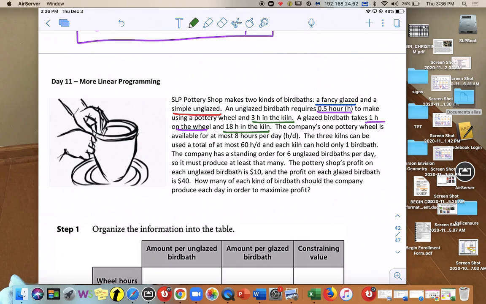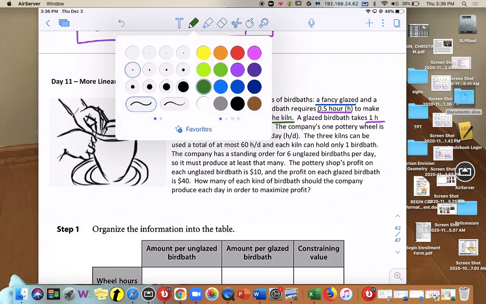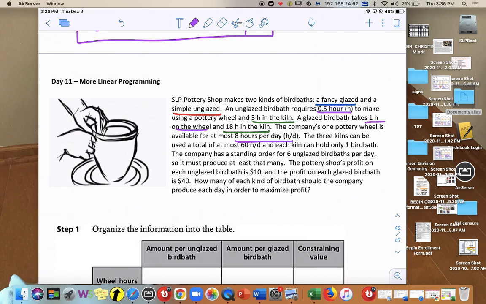The company's pottery wheel is available for at most 8 hours per day. So the pottery wheel, I made purple. The 3 kilns can be used a total of 60 hours per day, and each kiln can only hold 1 bird bath. All right, so the kilns. So 60 hours per day, and each kiln can only hold 1 bird bath.